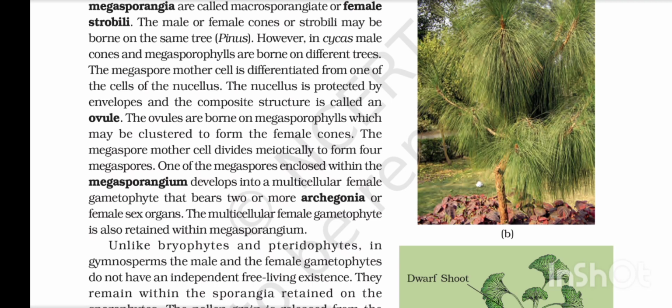The megaspore mother cell is differentiated from one of the cells of the nucellus. The nucellus is protected by envelopes, and the composite structure is called the ovule. The ovules are borne on megasporophylls, which may be clustered to form female cones. The megaspore mother cell divides meiotically to form four megaspores. One of the megaspores enclosed within the megasporangium develops into a multicellular female gametophyte that bears two or more archegonia or female sex organs. The multicellular female gametophyte is also retained within the megasporangium.